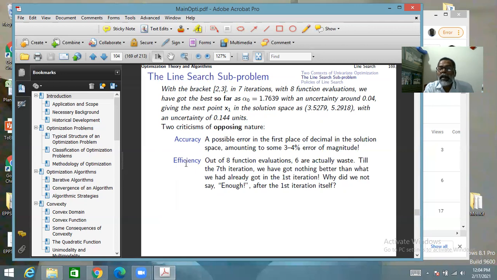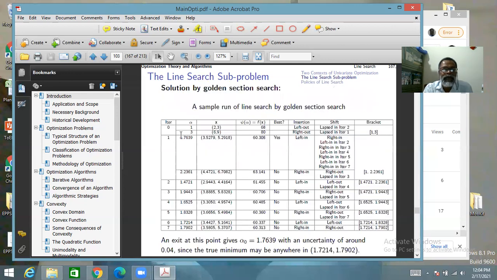Regarding efficiency, another criticism can be made from the other side. Out of 8 function evaluations, 6 are actually waste. Why? Because till the 7th iteration, we have got nothing better than what we had already got in the first iteration. Just look at this table once. At the end of the deal, we have got this point as the best so far. And we came to this point in the first iteration itself.